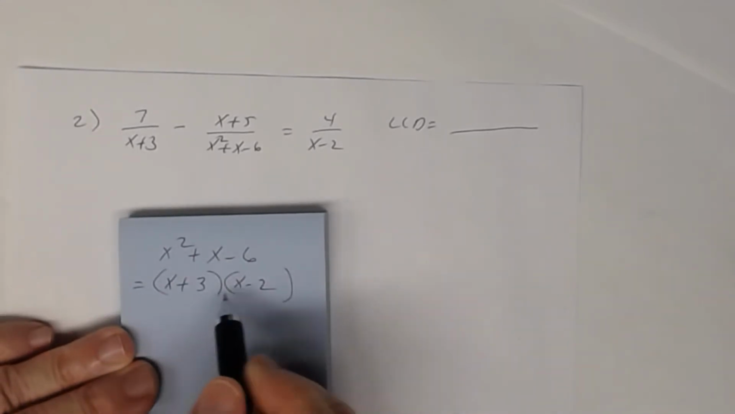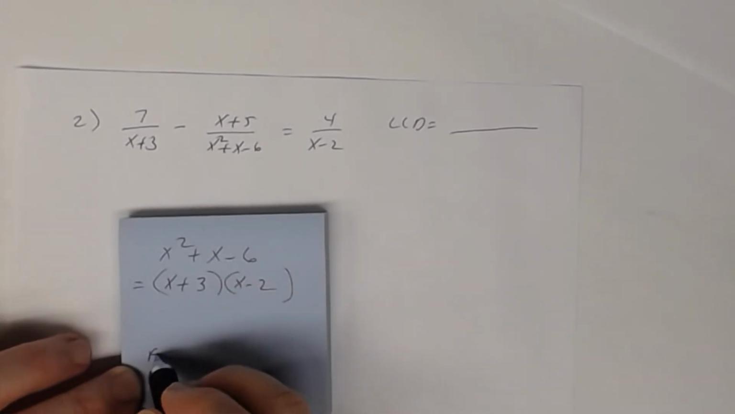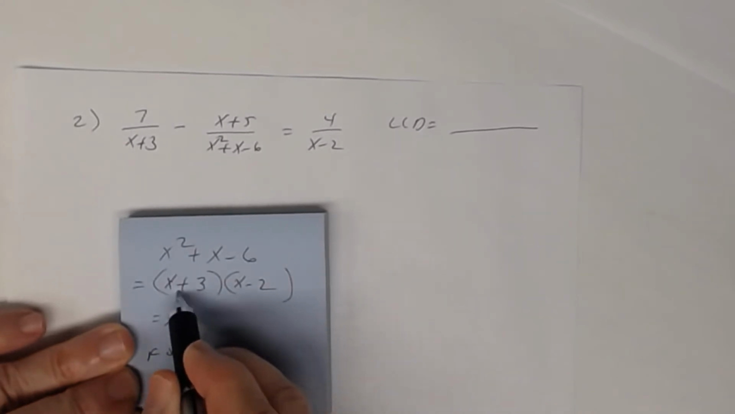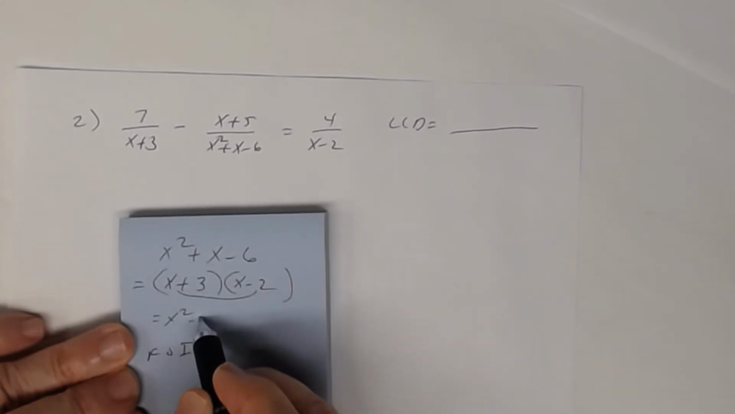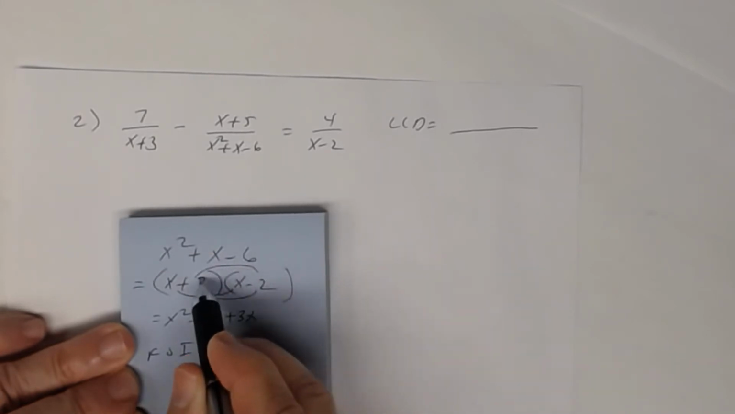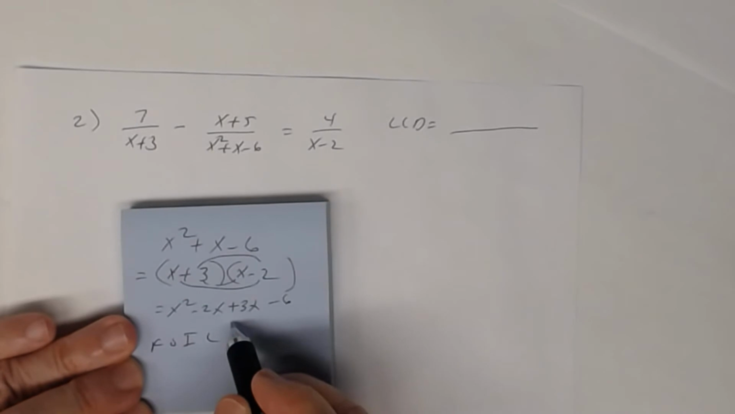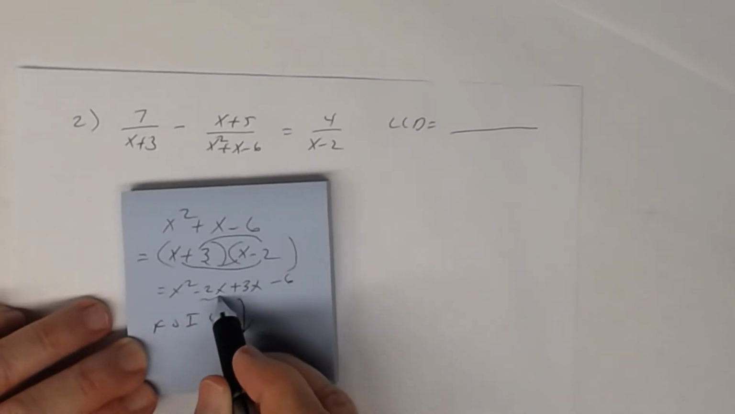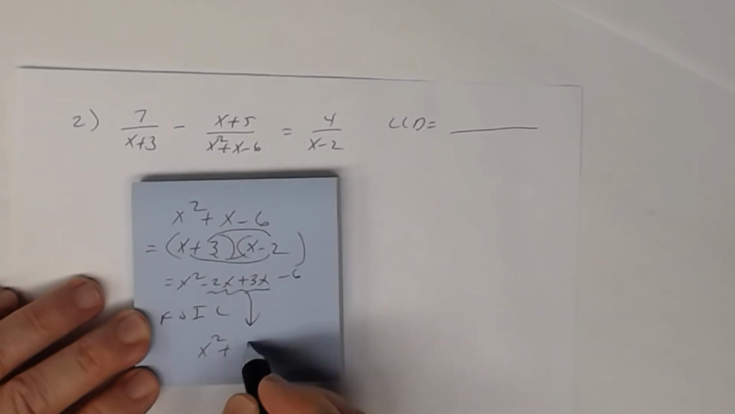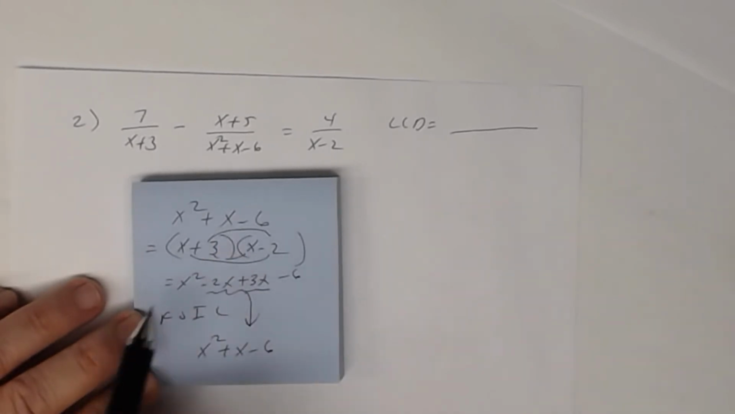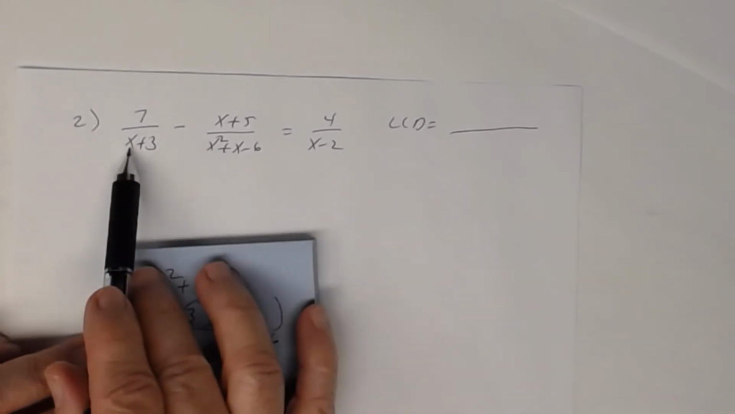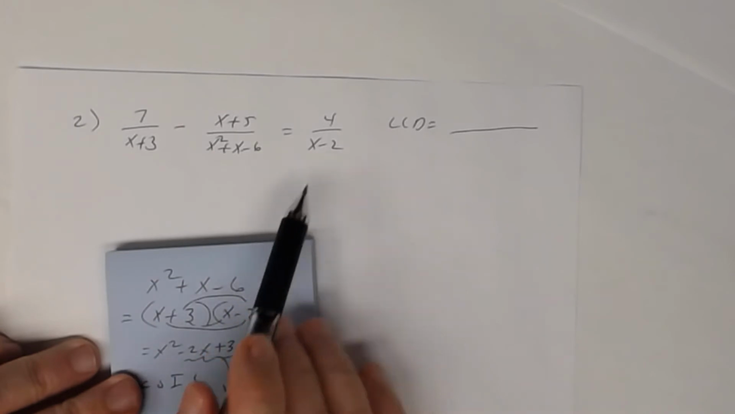And so if you check it, if you use the FOIL method, first, outer, inner, last, x times x is x squared. The outer, x times negative 2 is a negative 2x. The inner is a positive 3x. And the last, 3 times negative 2 is a negative 6. And when I combine like terms, these two terms here are linear terms, so I can combine them. I get x squared plus x minus 6, which is what I wanted. All right.